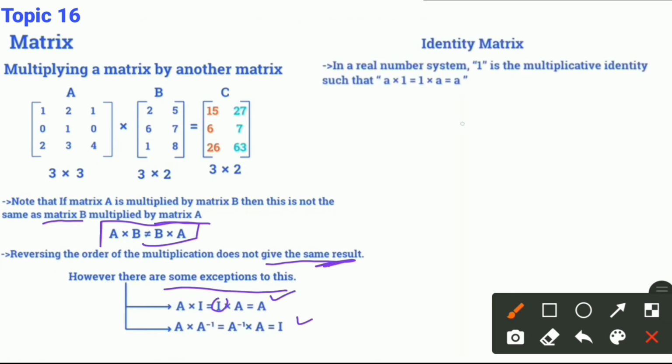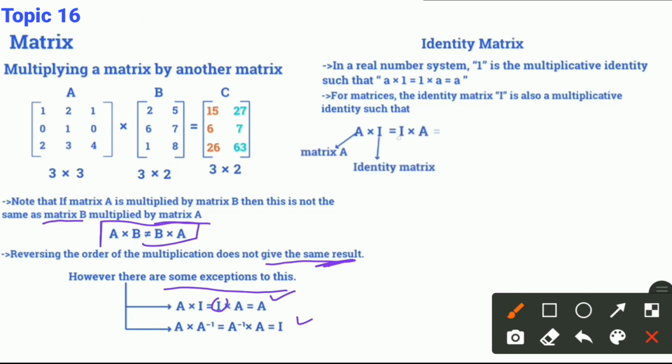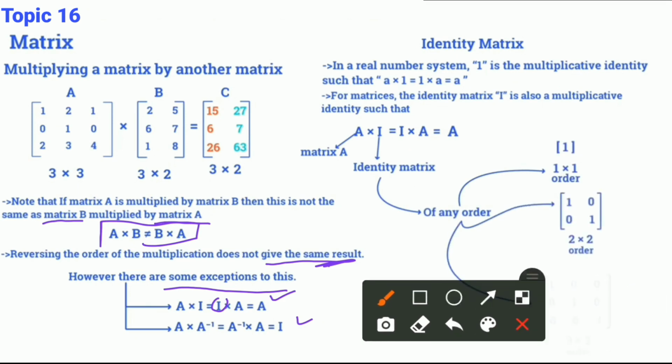What is I? Identity matrix. In a real number system, 1 is a multiplication identity such that A multiplied by 1 is equal to 1 multiplied by A is equal to A. The same thing is the identity matrix. Identity matrix is just like 1. For matrices, the identity matrix I is also a multiplicative identity such that, yeah, and it has different orders.